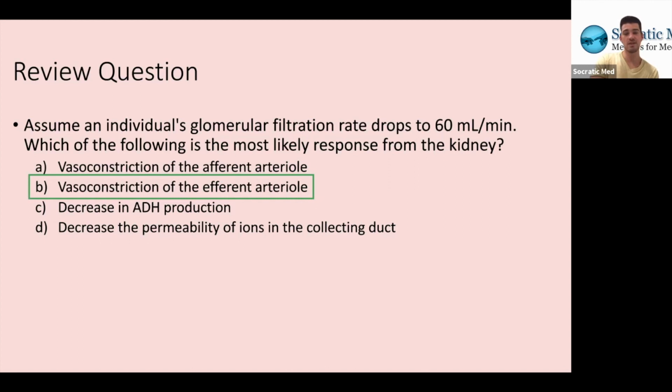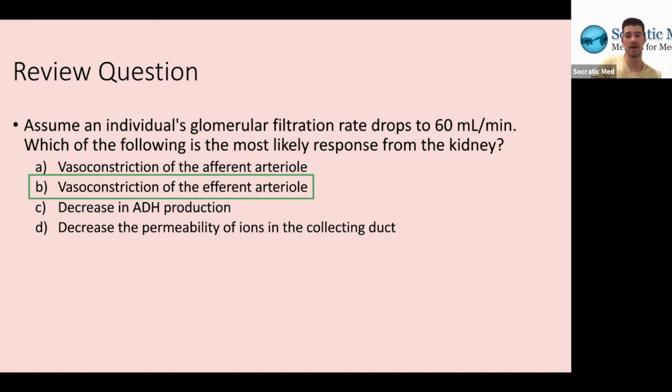C, decrease in ADH production. We're going to talk in a couple of minutes about ADH. It's antidiuretic hormone. If you know what it was, you know that it works to increase blood pressure, so it would increase GFR. Even if you didn't know what it was, you could still answer the question just by knowing that B is correct, but we'll come back to B in 1 second.